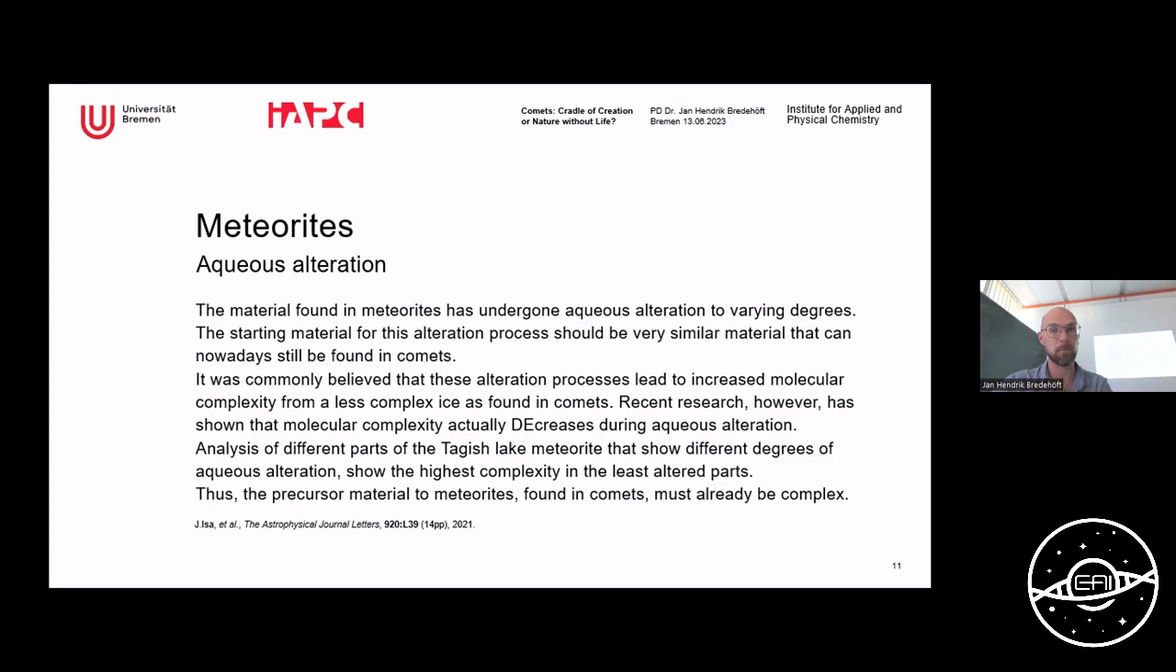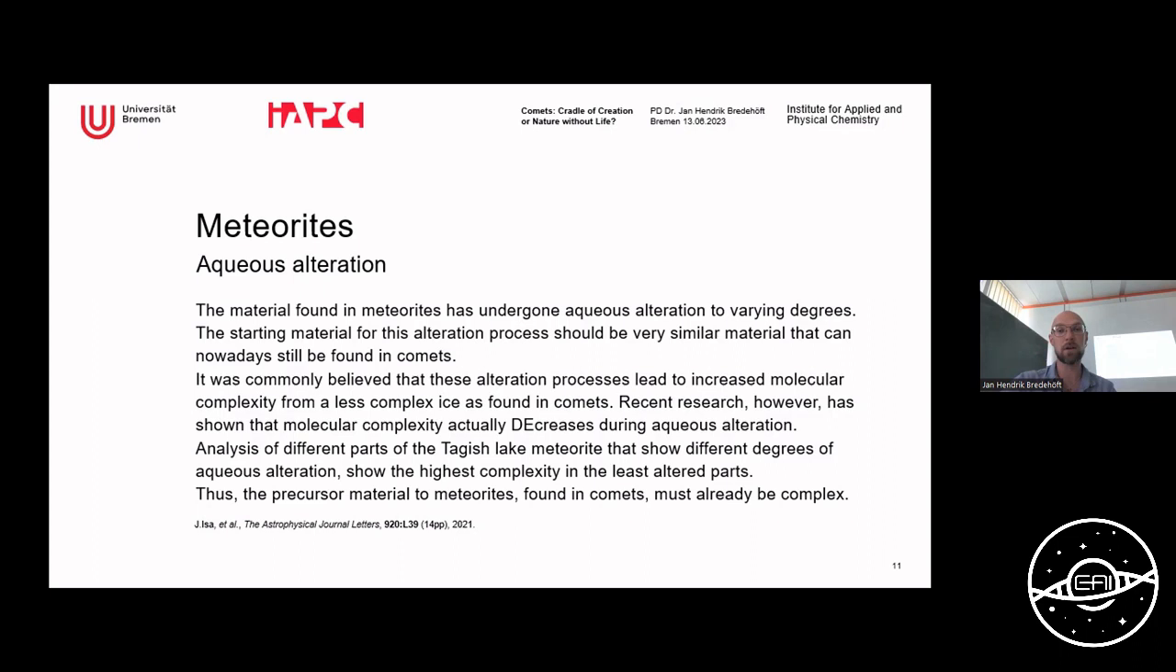And this means that the precursor material to meteorites, which is thought to be found on comets or most closely resembles that of comets, must already be very, very complex. Because if chemical alteration by water on the meteorite parent body decreases the complexity slightly, and we still find this enormous complexity in the meteorites that fall, then the starting material must already be very, very complex in nature.